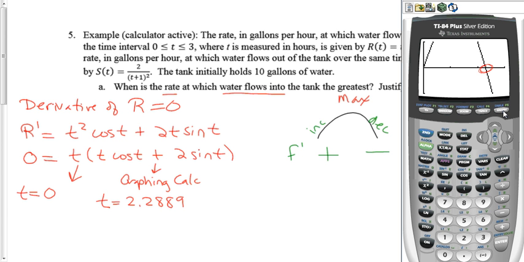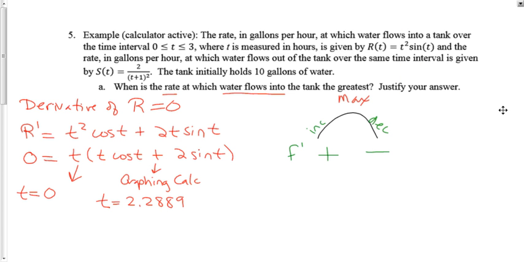So I need to say that yes, the flow is greatest at 2.2889, but I also need to justify my answer. To justify my answer, I need to explain what I've written on the board in English, so to speak.